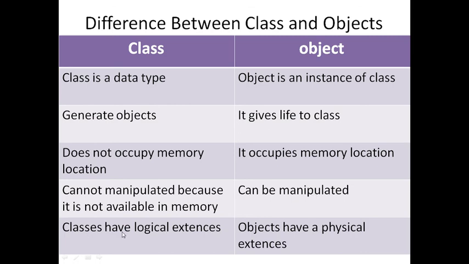Then classes have a logical existence. Logical existence means each and every class is defined by its particular properties and elements. According to objects, objects have a physical existence. Physical existence means the object exists throughout the particular execution of the program. These are the main differences between classes and objects.